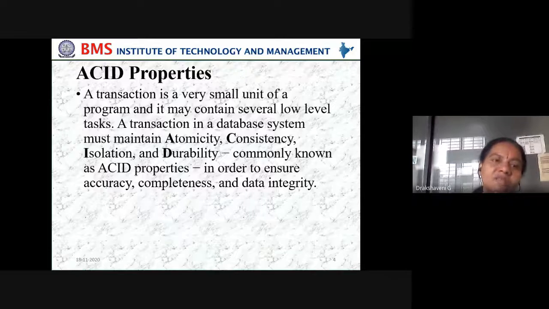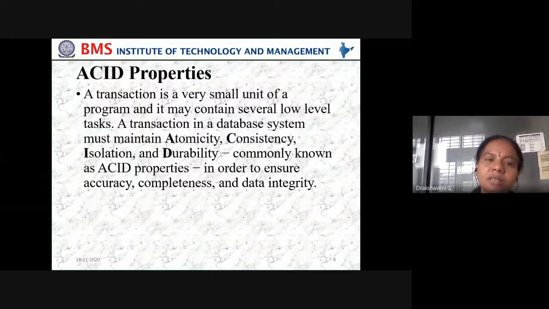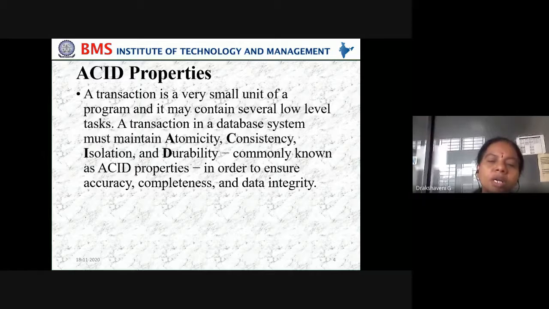Then we have seen the ACID properties. What do we mean by ACID properties? ACID is the abbreviation of atomicity, consistency, isolation, and durability. So this is what is called the ACID properties, in order to ensure accuracy, completeness, and data integrity.